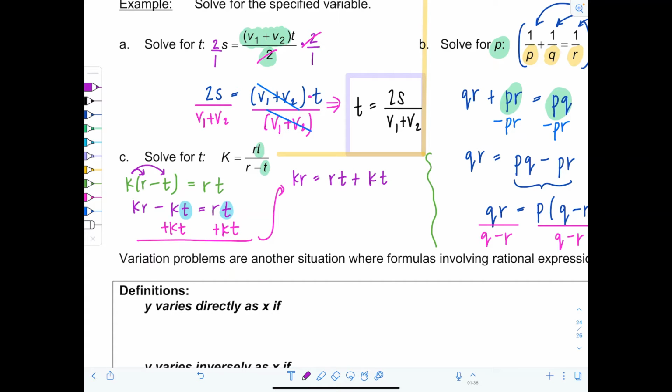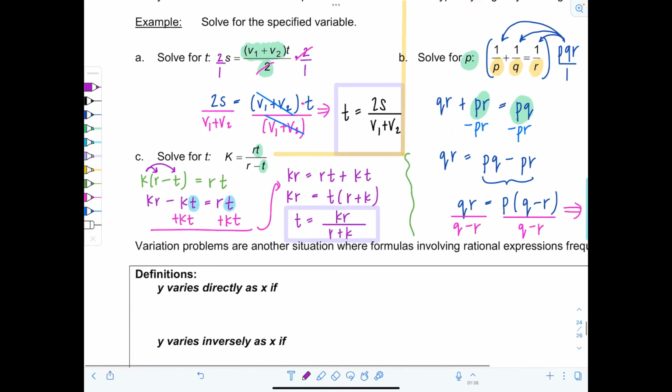And then I can go ahead and factor out a t here, and I have r plus k. So that's the whole point of grouping all the terms with t on the same side. You want to be able to factor it out. And then dividing both sides by r plus k will finish off the job, and t will be all by itself. So t equals kr divided by r plus k. And we are done. All right, good. So that's how to work with certain formulas that involve rational expressions and isolate variables.